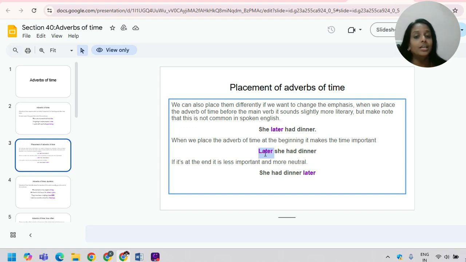So here it comes at the beginning of the sentence, and sometimes it comes at the end of the sentence. If it is of very little importance or sounds more neutral, then you can place it at the end of the sentence too. She had dinner later. So, based on the emphasis of your sentence, it can be placed in different places of the sentence.